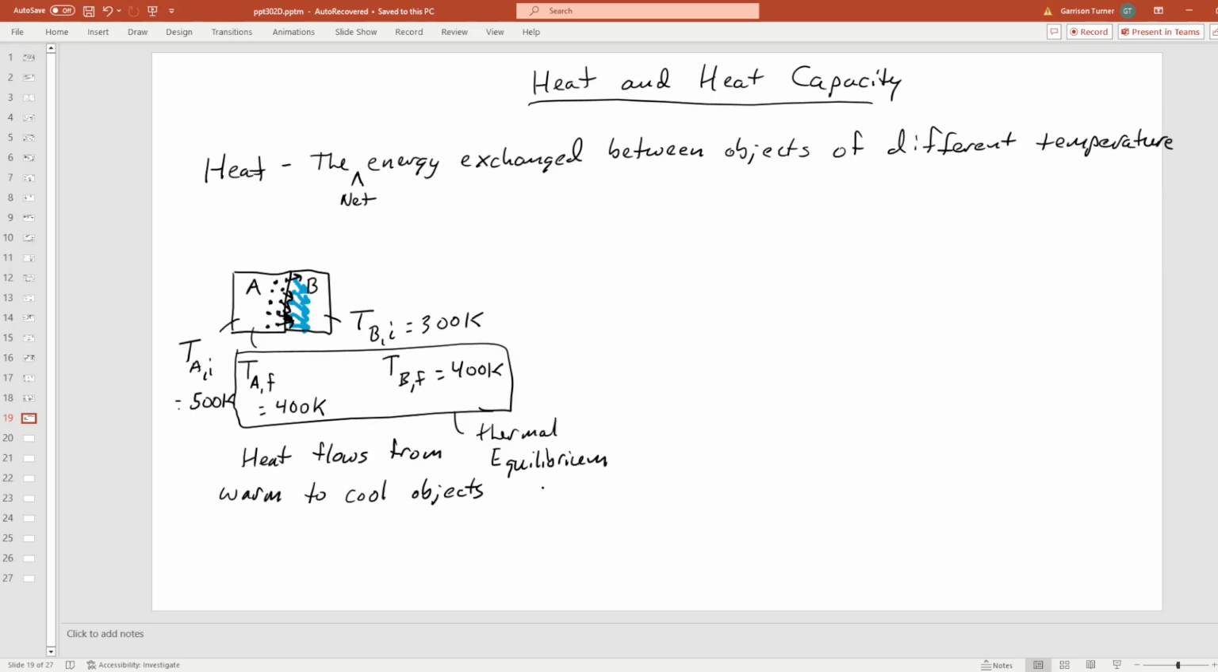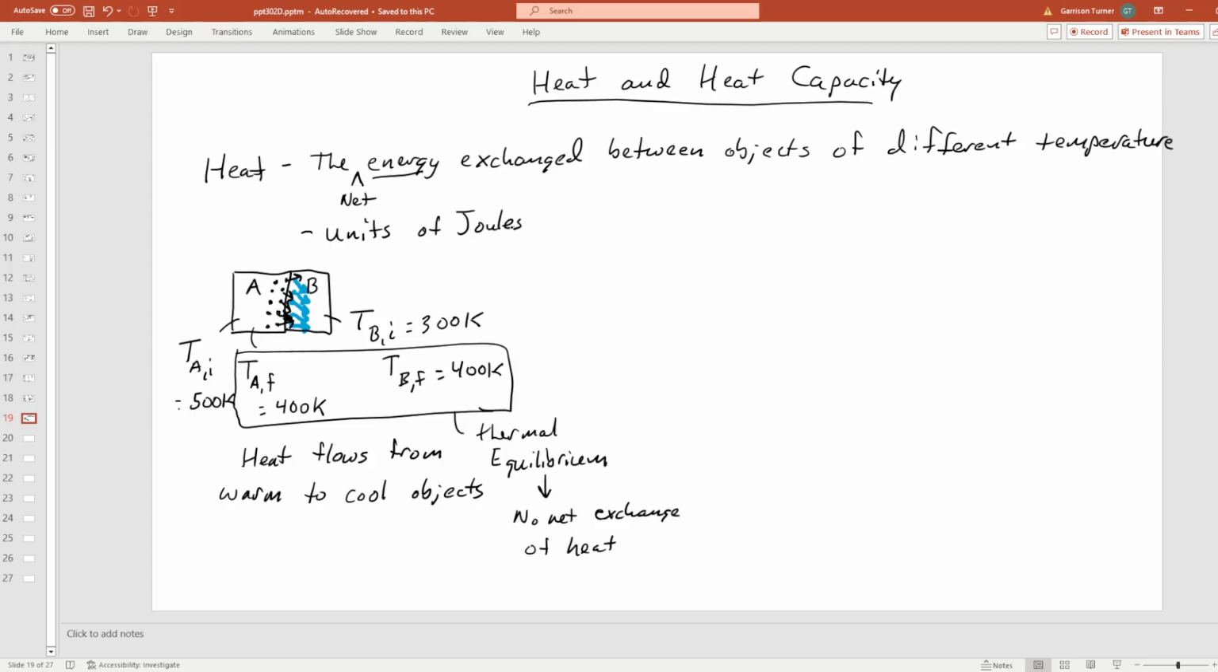So thermal equilibrium is no net exchange of energy. Technically, no net exchange of heat. Now, since heat is energy, heat gets the units of joules. Okay? Heat has the units of joules. Now, that's the SI unit.